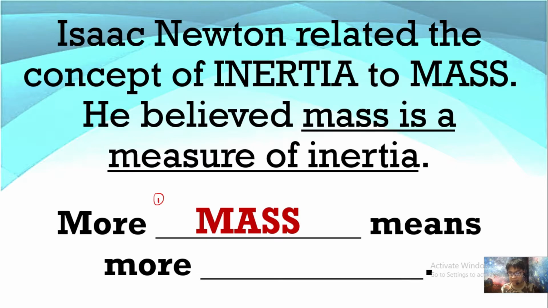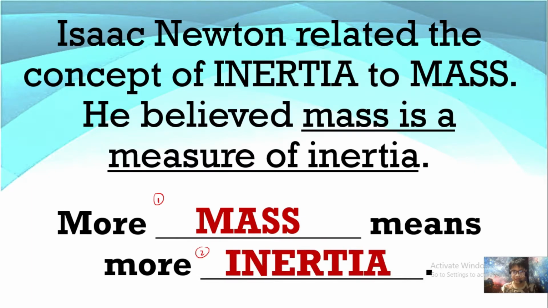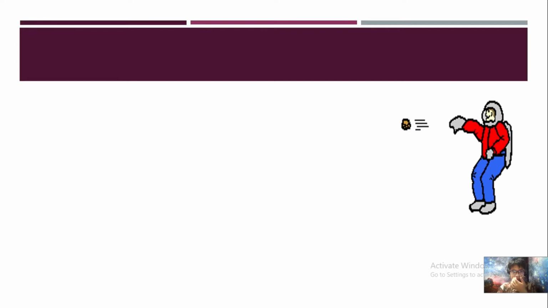Correct. More inertia. So this is what we were saying a while ago, that mass and inertia are directly proportional to one another. High mass, high inertia, and the other way around, if the mass is low, the inertia is also low. Okay? So let's try to answer some questions about how you understand the law of inertia.